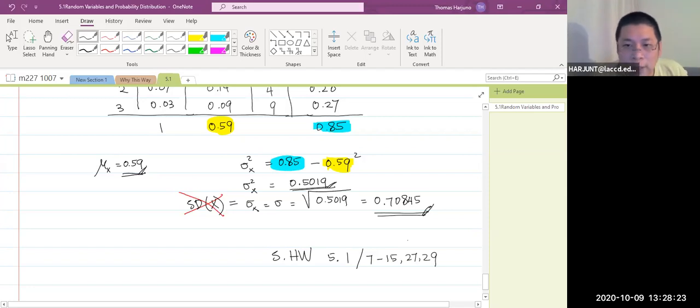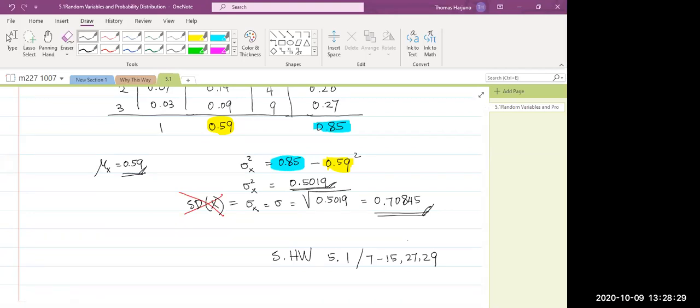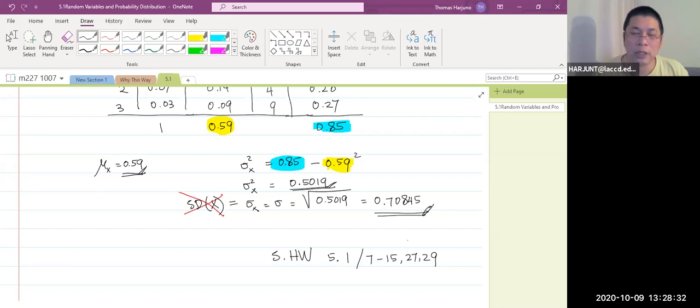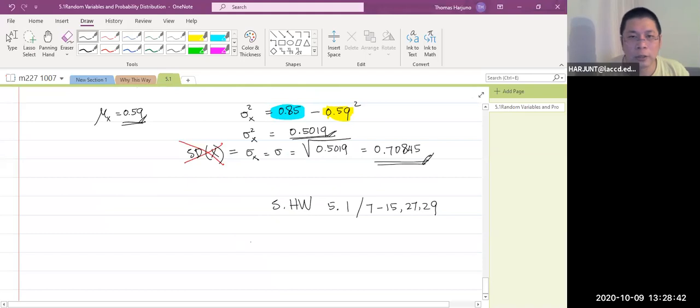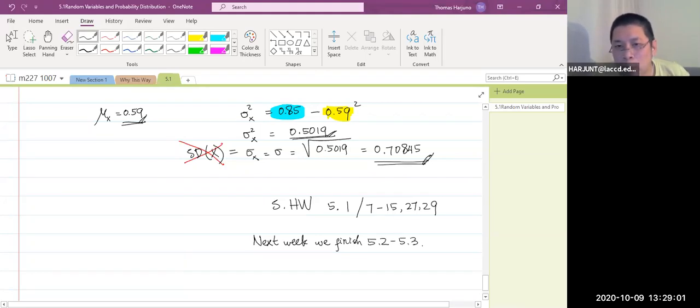Do you know when our next test is? I think it's at the end of October, 3 weeks from now. So from one test to the next test, you have 3 weeks. However, next week, we will finish 5.2 and 5.3.